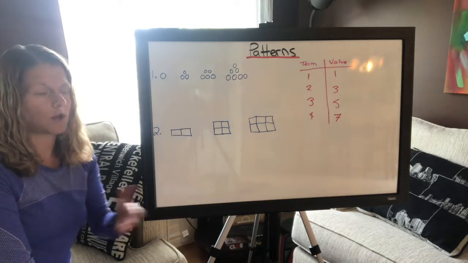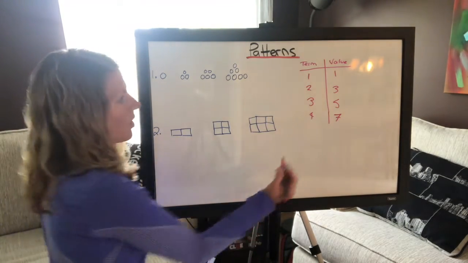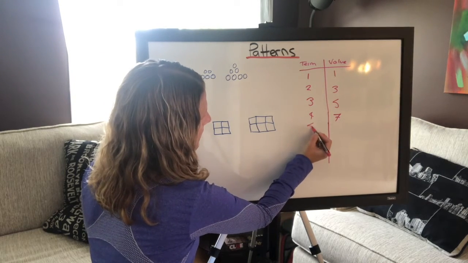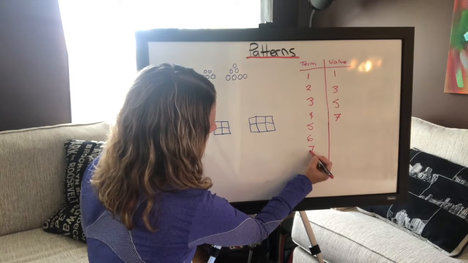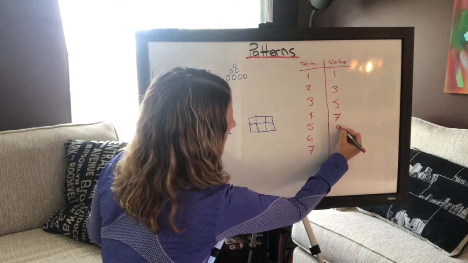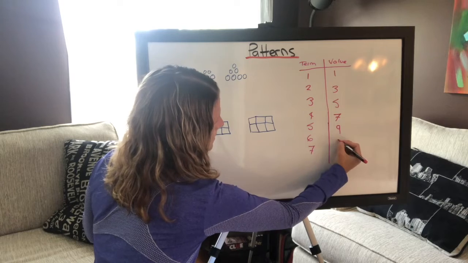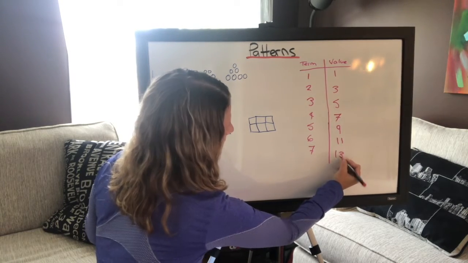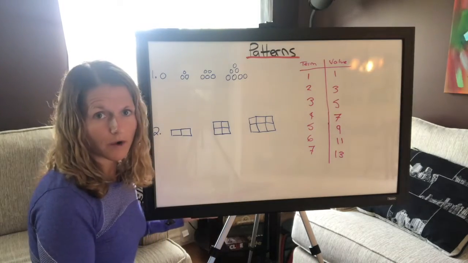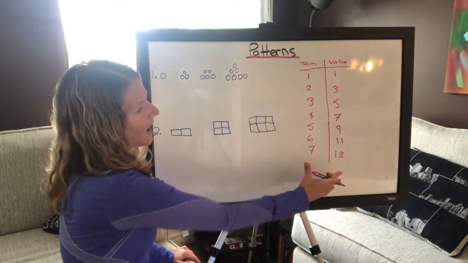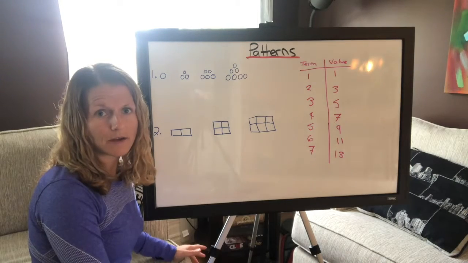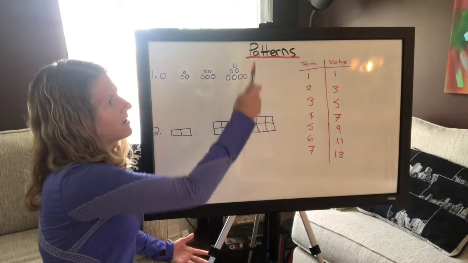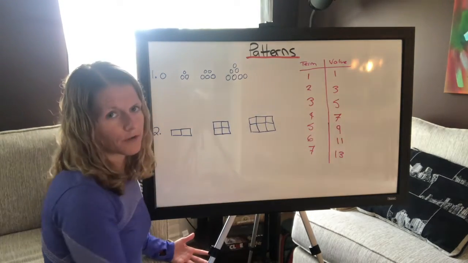So you can then go and add more terms to determine the values. Term 5 would be 9. Term 6 would be 11. Term 7 would be 13. And so on and so forth. This helps you organize your terms and values, and it's a little bit easier than recreating the pattern and going further and further.